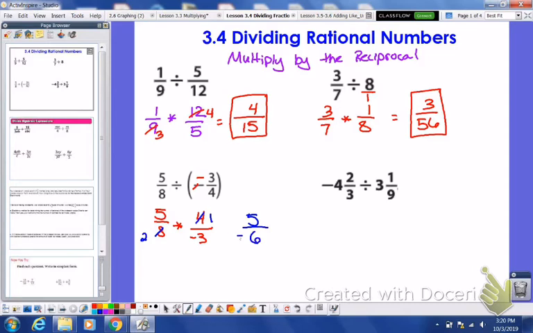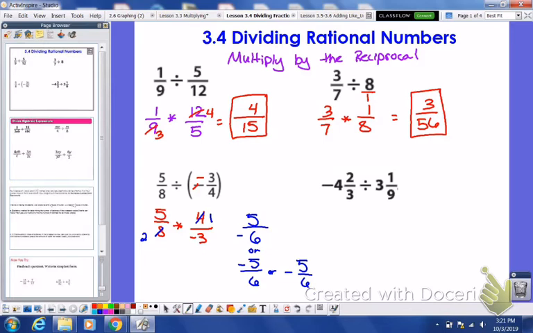So we could leave the negative here, or we can move the negative into our numerator, or we could just put the negative out front. All of them are correct. You would only need to give one, but just so you see it. As long as there's only one negative, we're good.